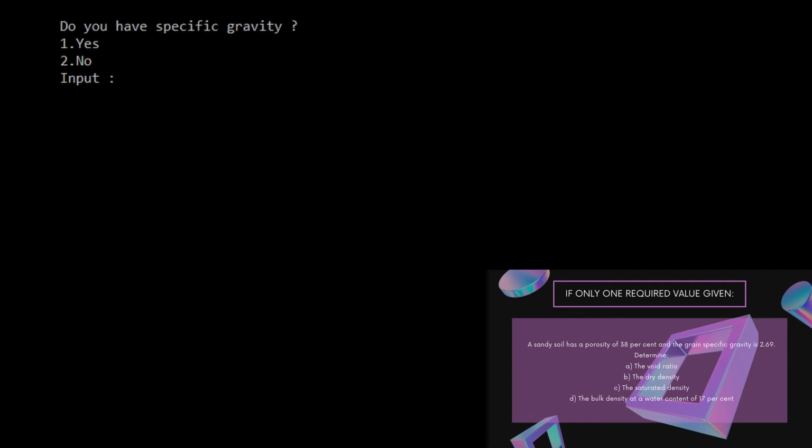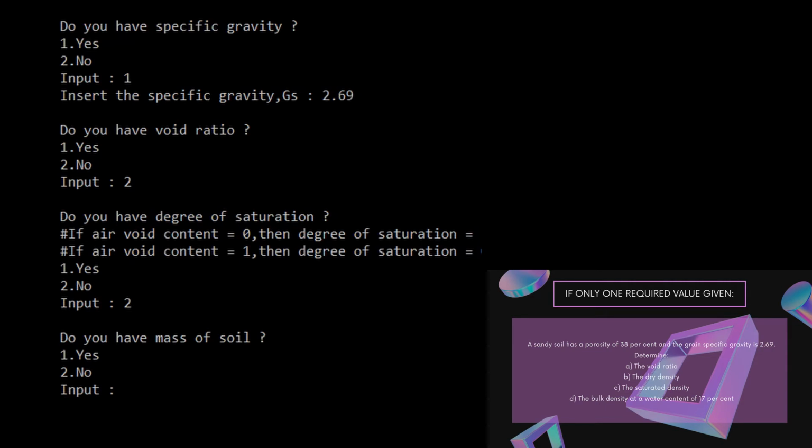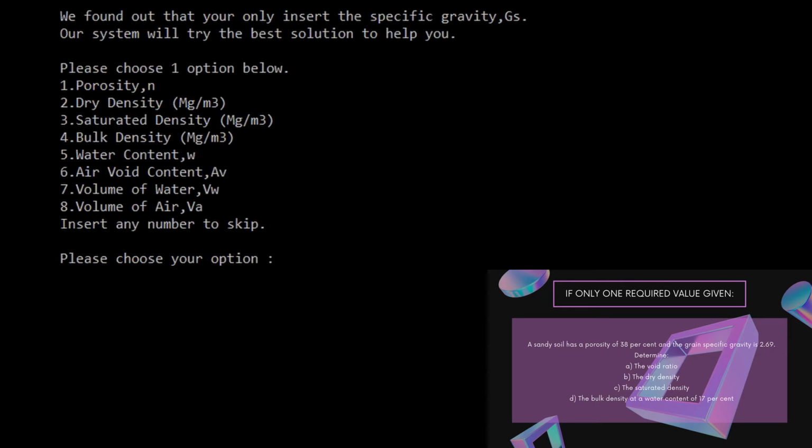From the question, the value of specific gravity is provided, so we will input number 1. The value of specific gravity is 2.69. Then we will input number 2 for void ratio, degree of saturation, and the mass of soil. The system will detect that we only inserted the specific gravity, so it will help us with the options below. In this case, we cannot use the water content first because the formula of water content is degree of saturation times void ratio divided by specific gravity. We must find out the degree of saturation or void ratio first, so we will choose option number 1, which is porosity. The value of the porosity is 0.38.